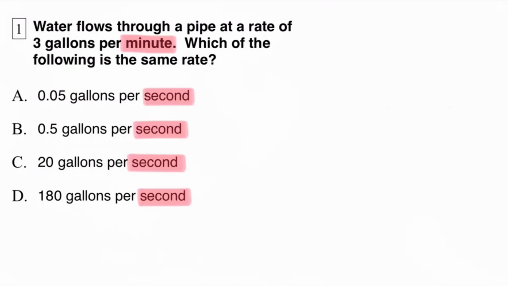Water flows through a pipe at a rate of 3 gallons per minute. Which of the following is the same rate? Well, I noticed that they went from minute to second. So I'm going to create a chart that helps me move from minutes to seconds.